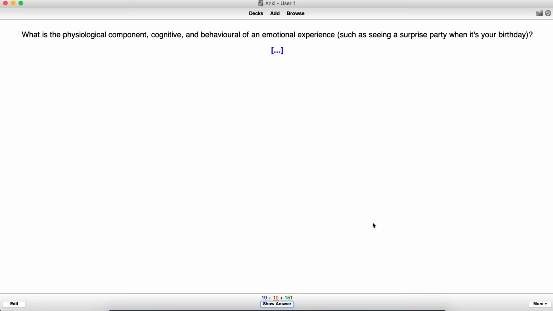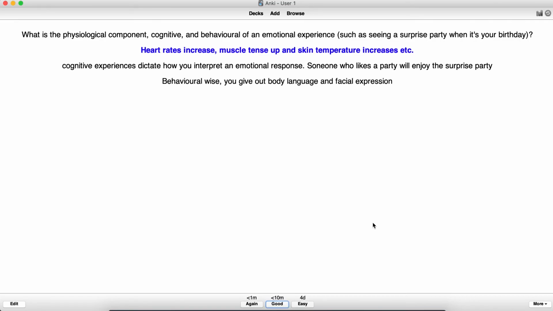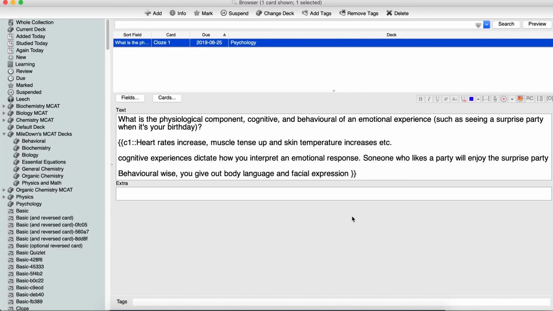Behaviorally, you're going to give off body language and facial expression, a surge of emotions. Heart rate increases, skin temperature increases, and cognitive experience dictates how you interpret the emotional response.